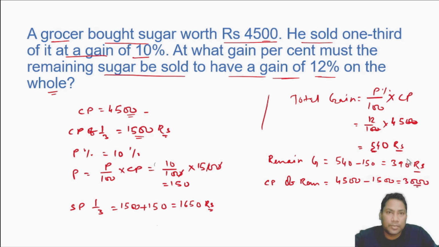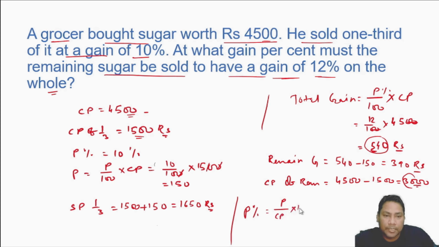So for the remaining sugar we now have the gain amount and the cost price. So we can take out the percentage of profit. Percentage of profit will become profit divided by cost price multiplied by 100. That is profit 390 divided by cost price 3000 multiplied by 100. The zeros cancel, 13 threes are 39. So the shopkeeper has to make 13% profit on the two third or remaining sugar.